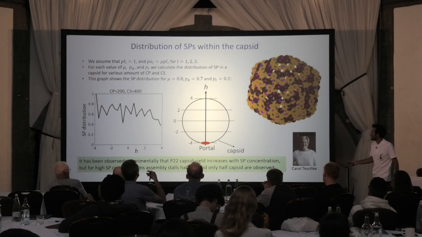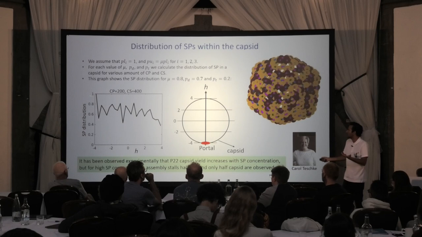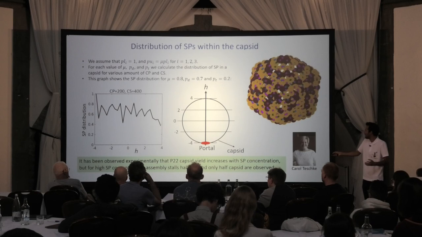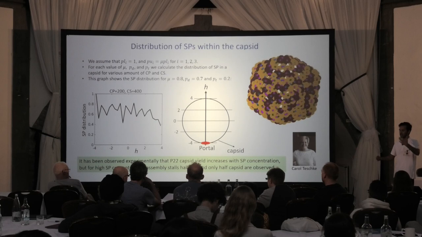So this shows how the distribution looks. Of course, at the beginning it is one, because the beginning is the portal, where the assembly happens, so it's always one. But then as you move on, it fluctuates, goes up and down, and then gradually settles down. What Carol told us about the assembly of P22 was that as they increased the concentration of SPs, the assembly was getting better and better, but when there was too much scaffolding protein, the assembly was failing halfway through.